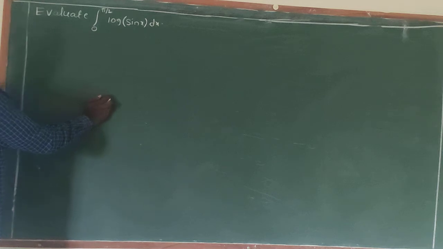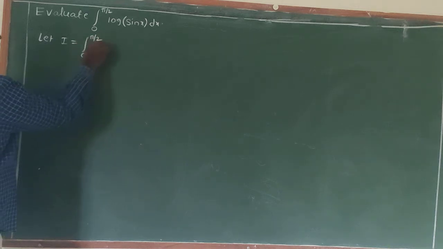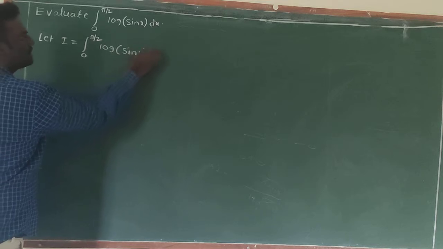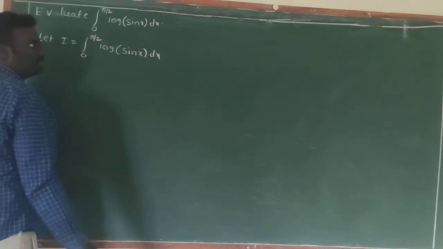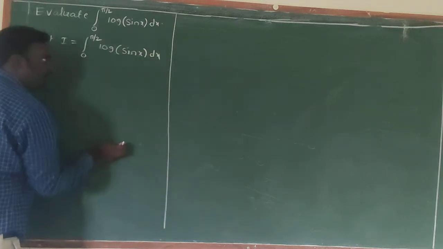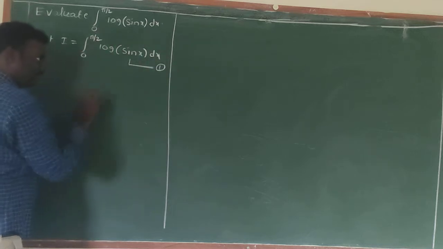Same method. First, let I be equal to the given question. What is it? Integral 0 to pi by 2 log sin x dx. This is I, and it should be taken as equation 1.